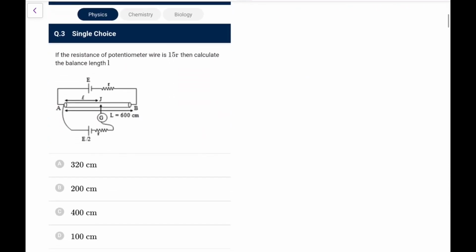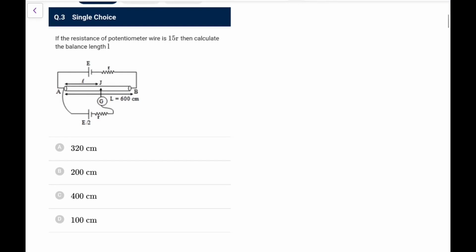Next, if the resistance of the potentiometer wire is 15 R, then calculate the balancing length. So first of all, this is 15 R, this is R. First look at the primary circuit. What is X? X is VAB by L. VAB is RAB, 15 R upon total R, which is 15 plus 1, 16 R, into E divided by L, that is 15 by 16 E by L.